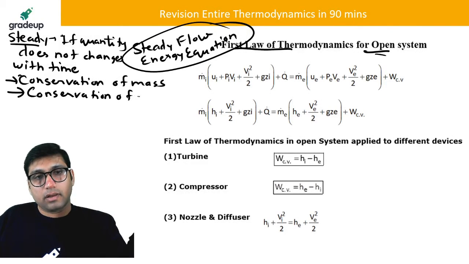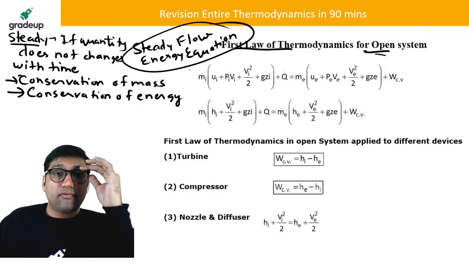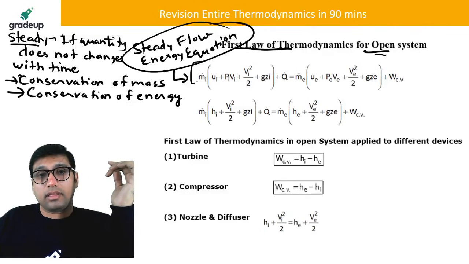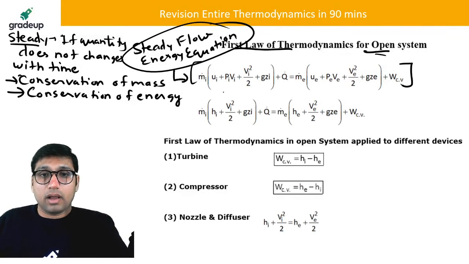These two things will be followed in the steady flow energy analysis. The final result you will be getting here is this. This is the final result you will be getting in steady flow, first law of thermodynamics for open system. So this is the equation you have to remember.